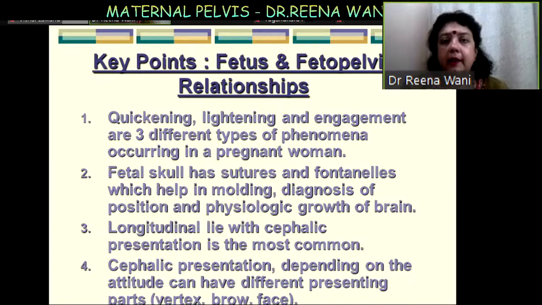Lightening is when the woman feels the pressure on her abdomen has gone down. This is usually when the head starts going lower in the pelvis and the lower segment is getting formed. But proper engagement is when the broadest diameter of the fetal presentation has crossed the inlet of the pelvis. So this I showed you, what was the inlet of the pelvis. When the broadest diameter has gone inside, that is when engagement has been said to occur.